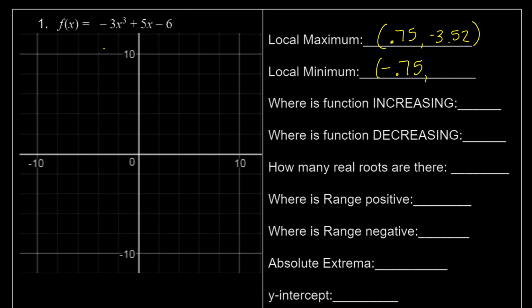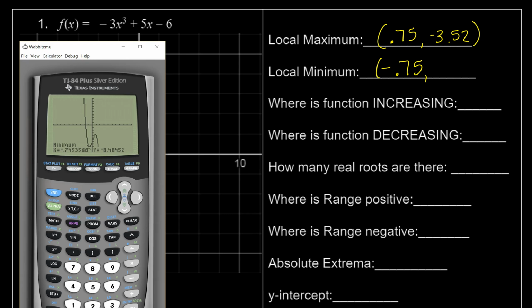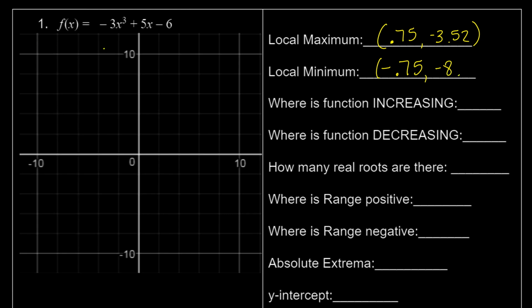What did I say? Negative 8.48. No, you do not have to write this. If you want to keep track of it, you can.